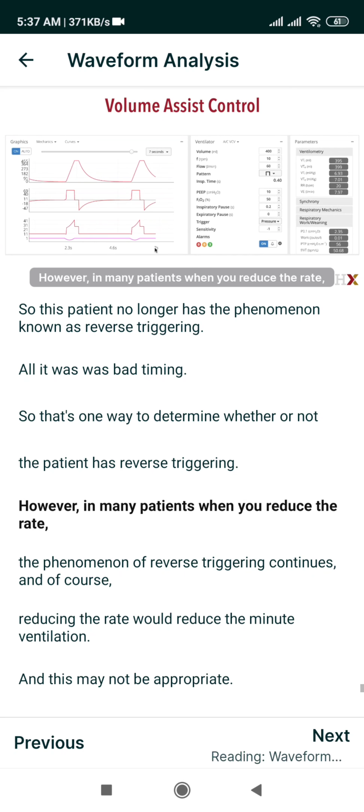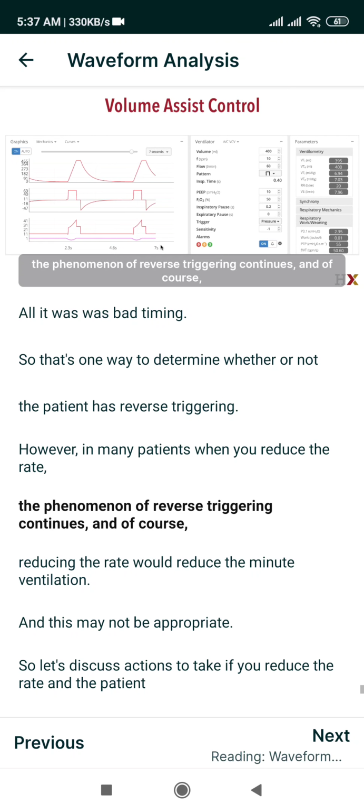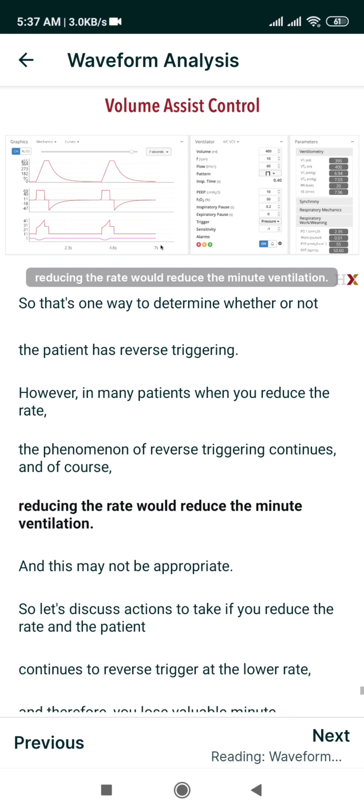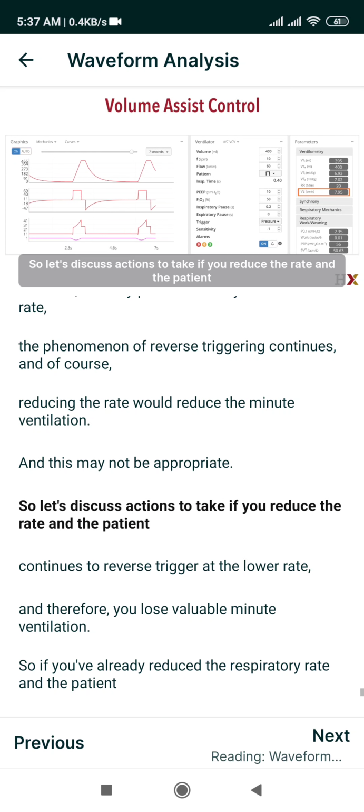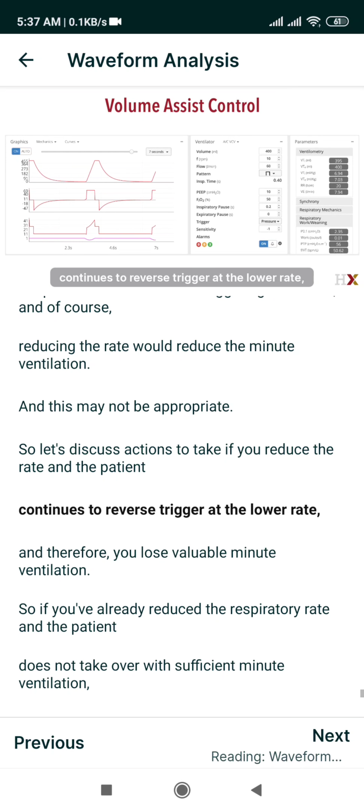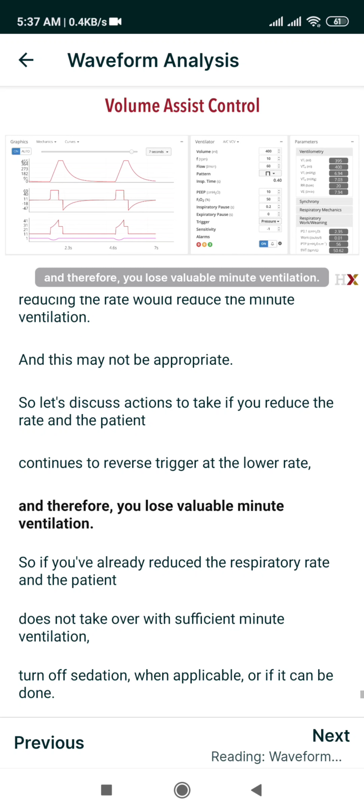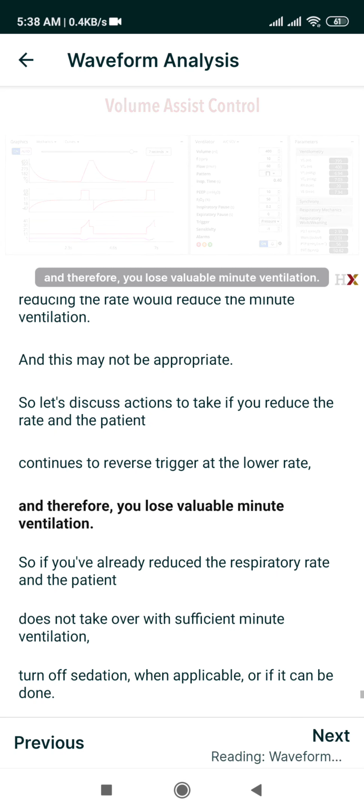However, in many patients, when you reduce the rate, the phenomenon of reverse triggering continues. And of course, reducing the rate would reduce the minute ventilation, and this may not be appropriate. So let's discuss actions to take if you reduce the rate and the patient continues to reverse trigger at the lower rate, and therefore you lose valuable minute ventilation.